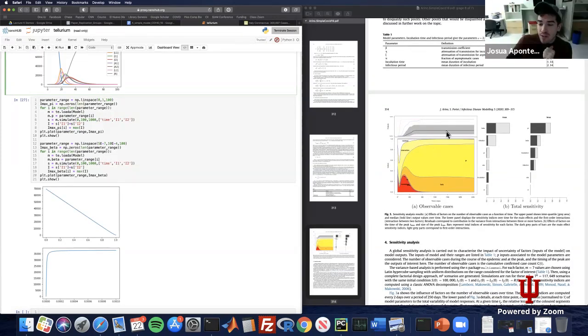And I do have to say that the reason they do this is because they don't know, they assume that they don't know any of the parameters. Right. So they basically try all possible combinations to see how each parameter is affecting the dynamics of the infection.